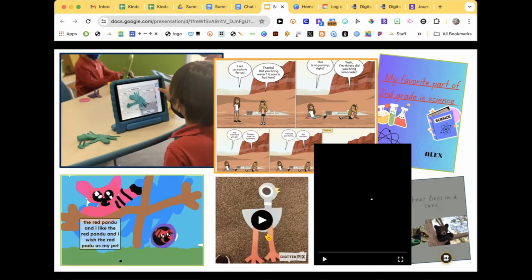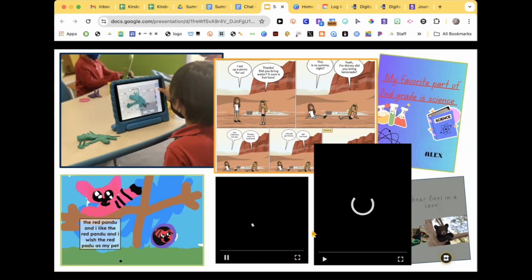I'm going to click on this one and see what it does. This is a little Chatterpix. I don't know if it'll just spin too. We'll blame it on BPS Wi-Fi, our network. It's got to be, right? So I think videos from slides, that's kind of how it goes. They just don't want to. Hopefully on yours, you can click that and play.